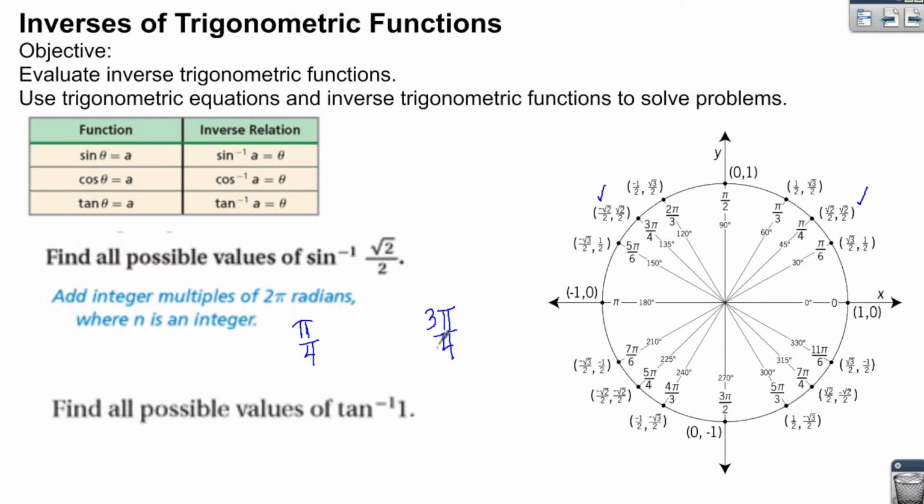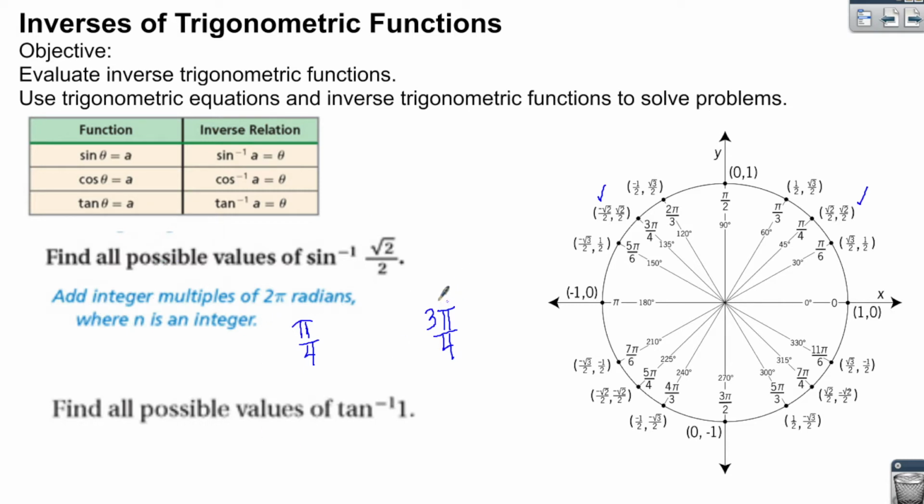Now that we've narrowed it down, because we're talking about finding all possible values, remember that in a unit circle, or any circle really, you can rotate more than a single rotation. So now that you've found the actual radian measures, we're just focusing on radians, not degrees for now. You're going to add multiples of 2 pi radians to show how many times you can go around the circle, where n is an integer.